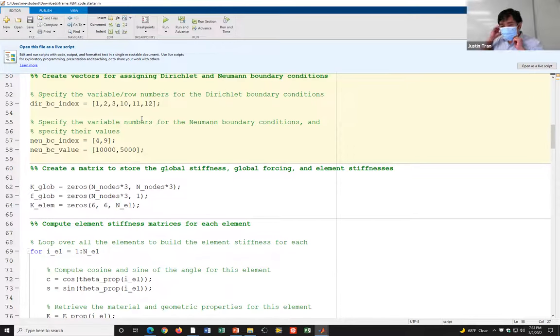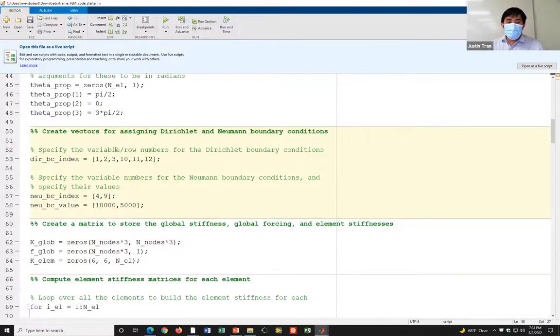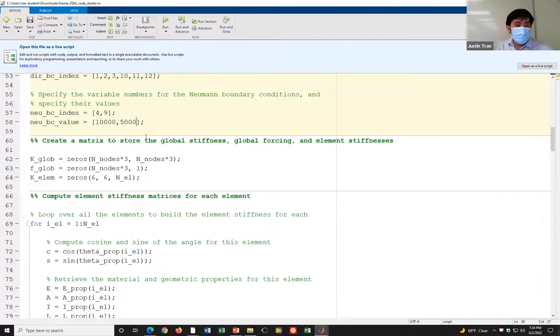Any questions on any of this so far? All right, remember, we're still in the phase where we're inputting data from the problem. We haven't actually done any logic or any programming yet. We're just inputting data in here. We're going to get to that very soon. The next thing we're going to do is create matrices to store all the data that we're going to produce.